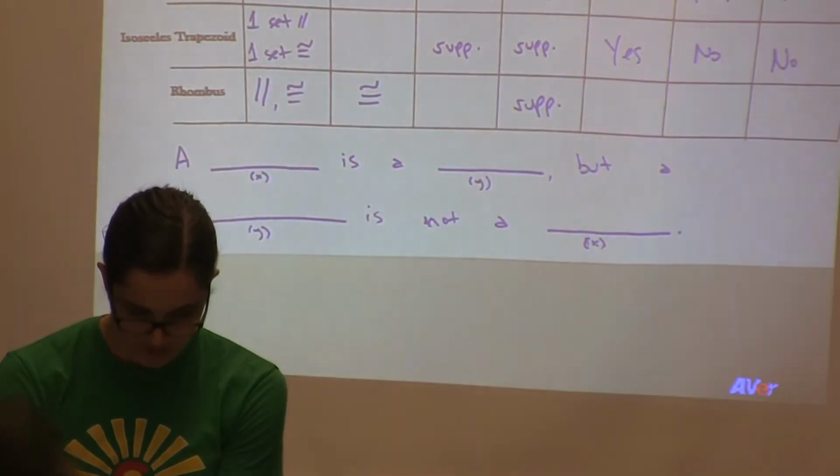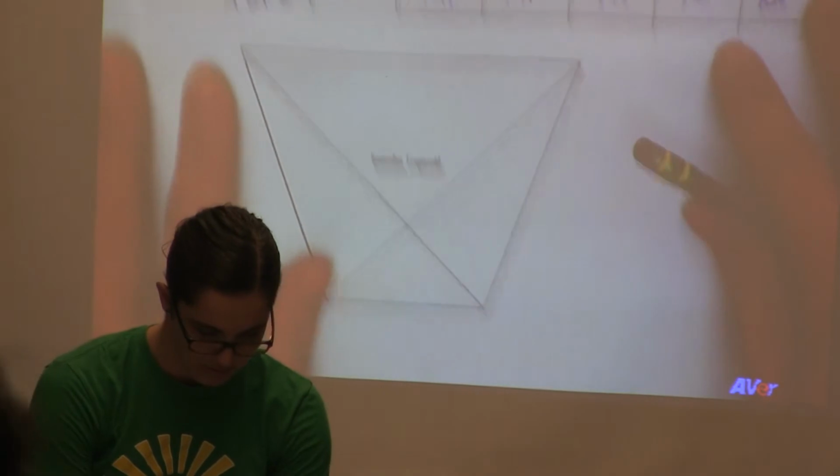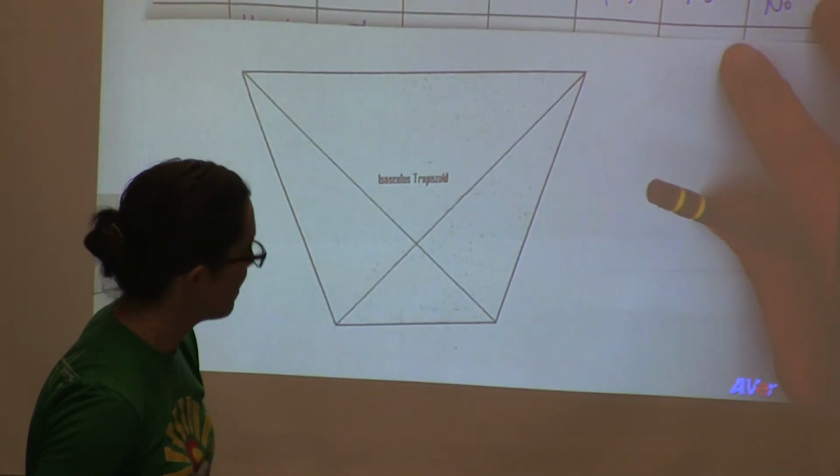Starting to get weird. Isosceles trapezoid. One set's parallel.